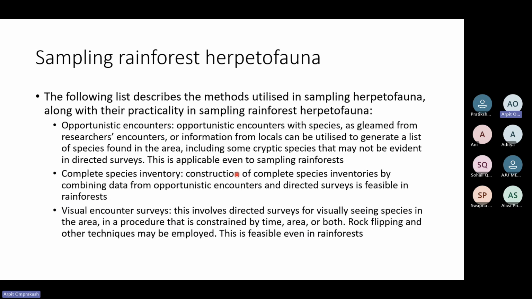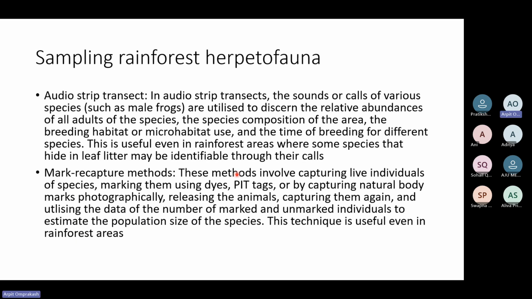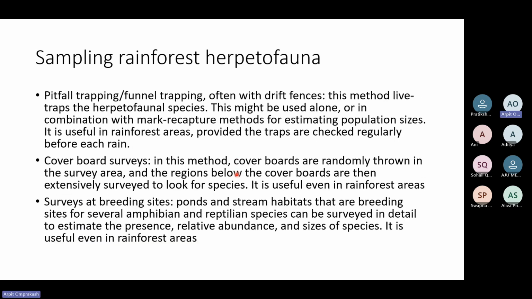Then we talked about how we can sample rainforest herpetofauna using opportunistic encounters, complete species inventory, and visual encounter surveys. We talked about quadrat sampling, distance sampling, and patch sampling, audio strip transects, and mark-recapture methods.